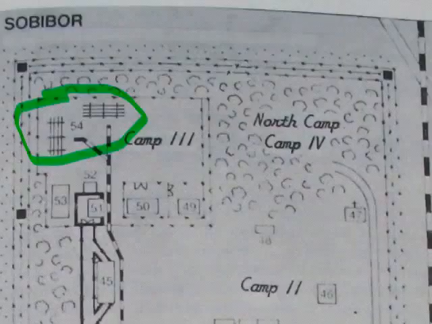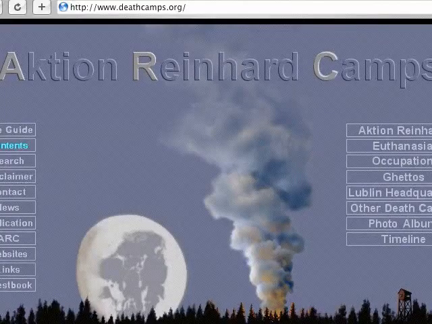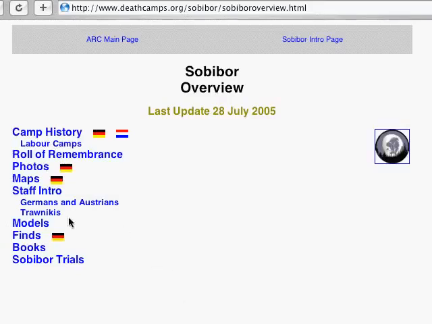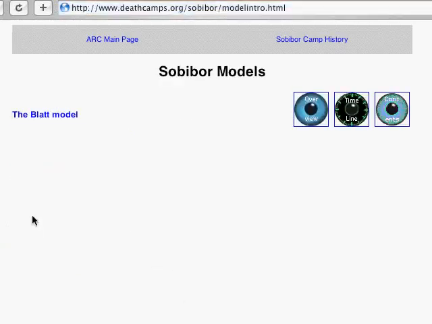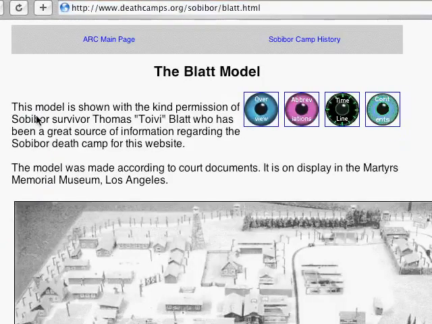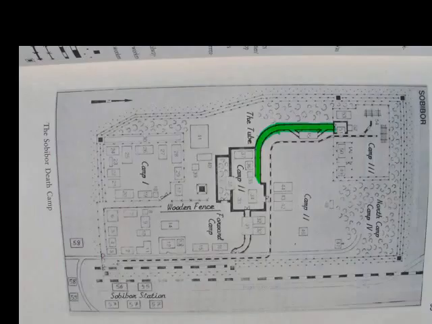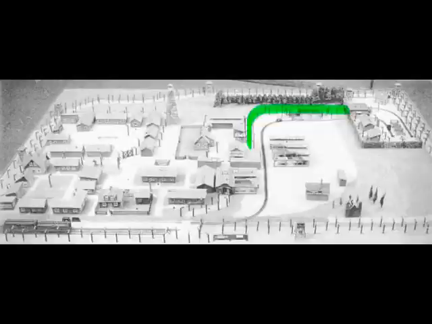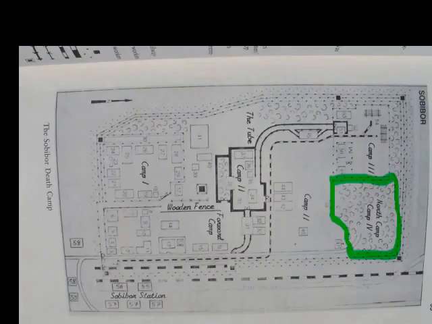This is vague, so let's go to deathcamps.org again. We're looking at it in summer 2005. We can click on models to get a model of Sobibor, and go to the Blatt model based on alleged survivor Thomas Toivi Blatt. It's quite similar to Arad's map when turned sideways. Here's the tube in Arad's map, and here's the tube in the Blatt model. Arad puts trees here, and Blatt puts a lawn, but in both we see a barbed wire fence here.